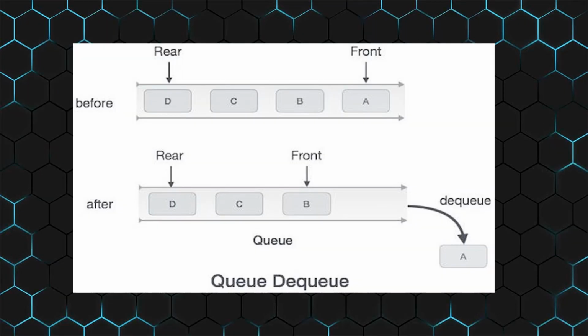This is the diagram representation of the dequeue operation. That is, if we are going to delete any of the item from the queue, it will be done only in the front end. It will be done where the front pointer is pointing. Currently, the front is pointing to the data element, that is A, and the A data element will be deleted from the queue.